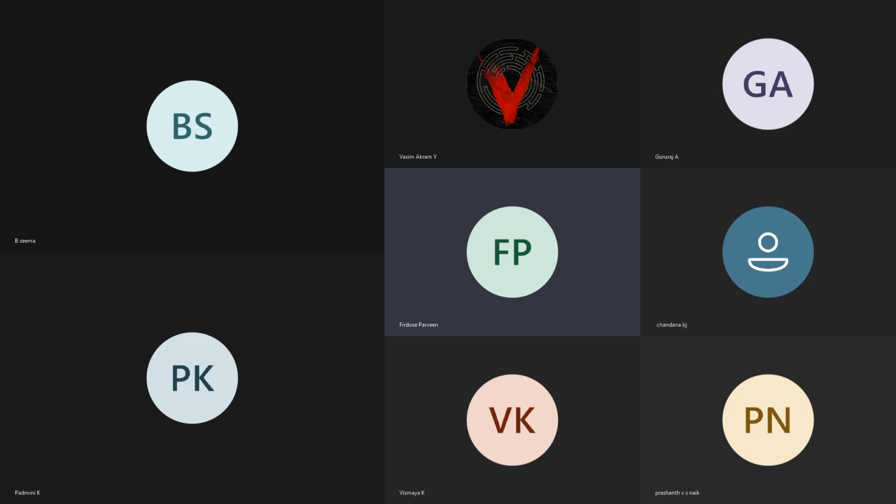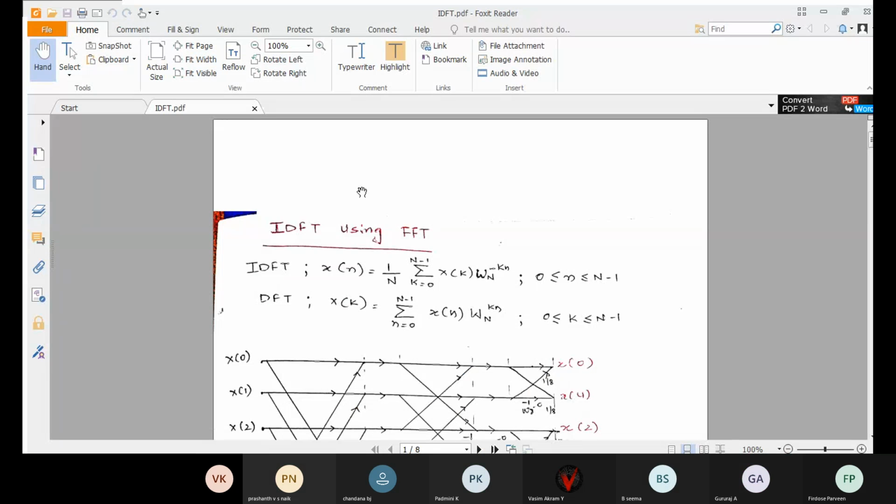So today we will see IDFT using FFT. You know this IDFT formula, that is x of n is equal to 1 by N summation k is equal to 0 to N minus 1 X of k W_N to the power of minus kn, where n varies from 0 till N minus 1.